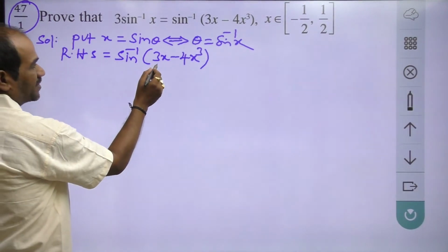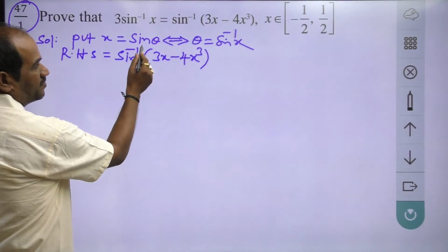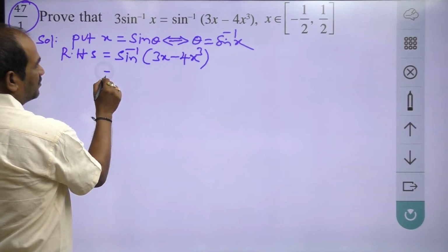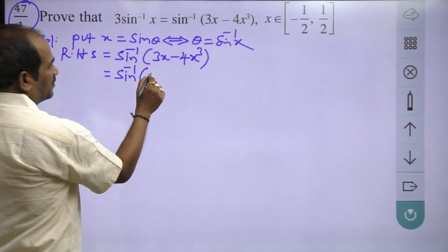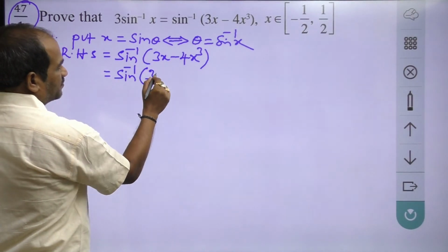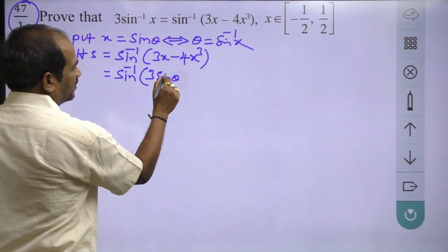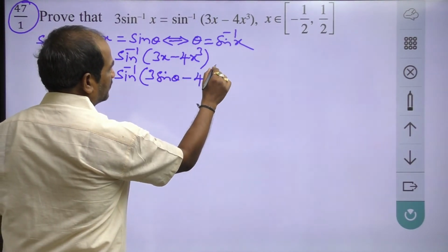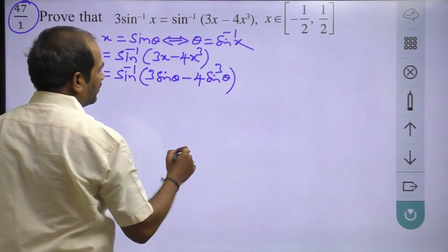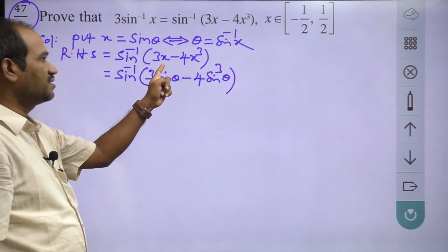Replace x by sin theta. So that is equal to sin inverse of 3 into sin theta minus 4 into sin cube theta. Okay, replace x by sin theta.